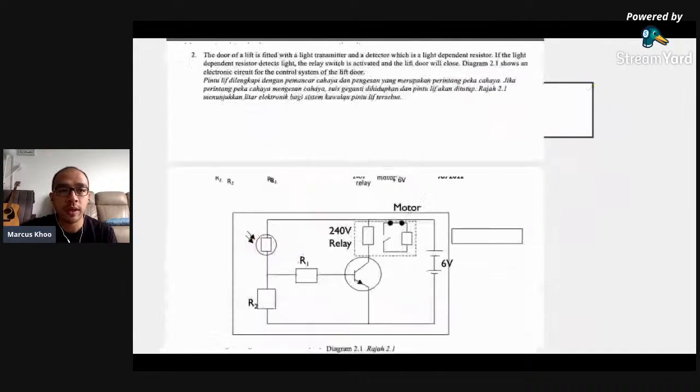It's a new question. The door of a lift is fitted with a light transmitter and a detector, which is a light dependent resistor here. So there is a light over here. Sorry, the labels here got messed up. R2 and R1 are also important, but this 240 here is the motor, and this is a relay switch. If the light dependent resistor detects light, the relay switch is activated and the lift door will close.